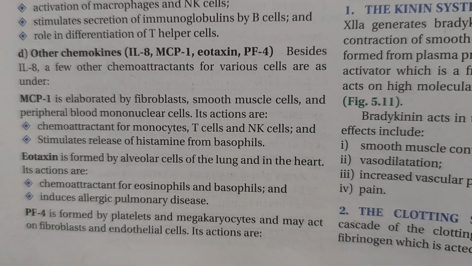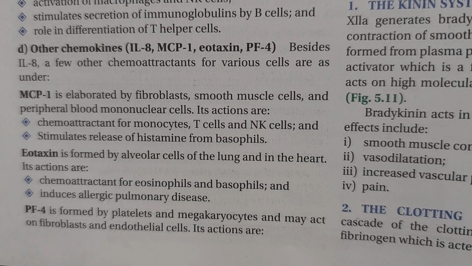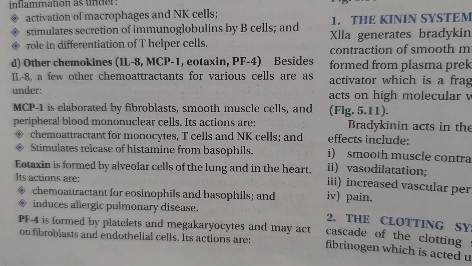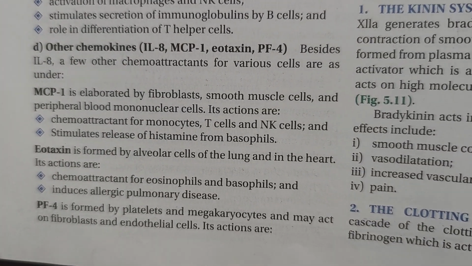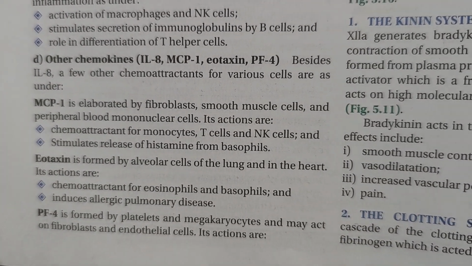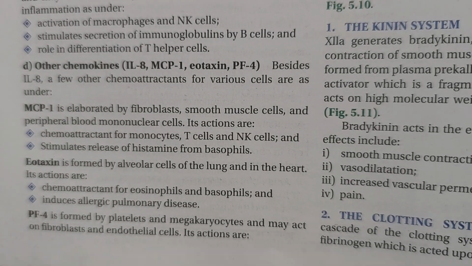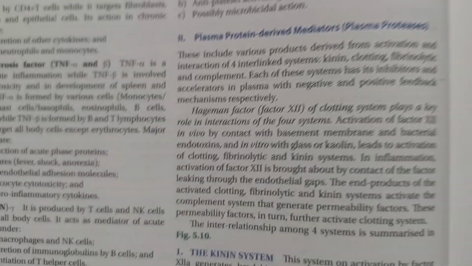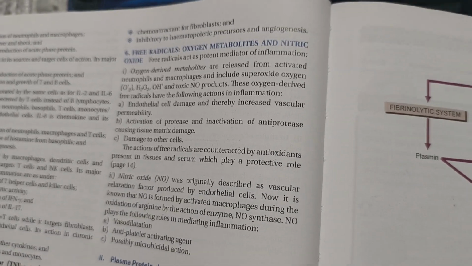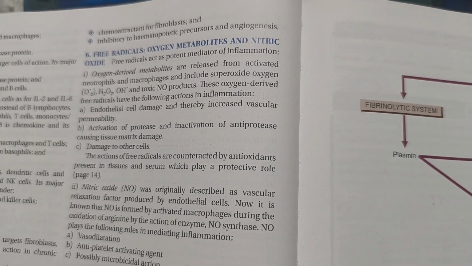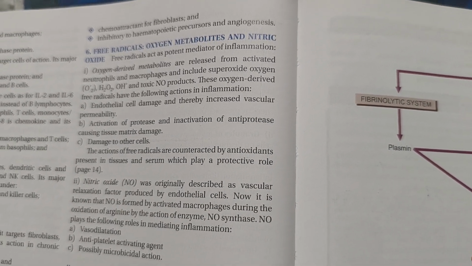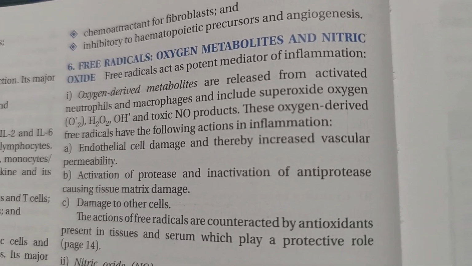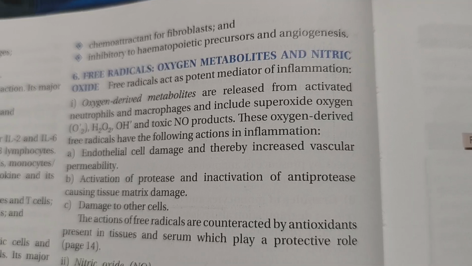Eotaxin is formed by alveolar cells of the lung and in the heart. Its actions are chemoattraction for eosinophils and basophils, and it induces allergic pulmonary disease. PF4 is formed by platelets and megakaryocytes and may act on fibroblasts and endothelial cells. So the actions of PF4 are chemoattraction for fibroblasts and inhibition of hemopoietic precursors and angiogenesis.